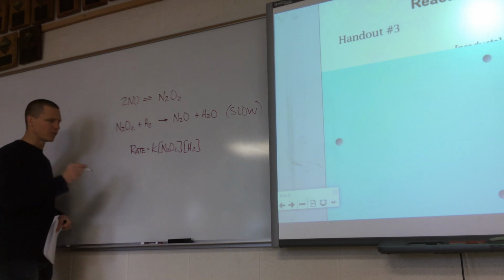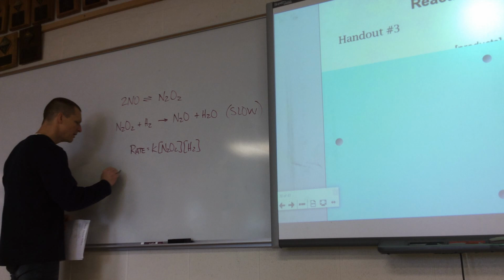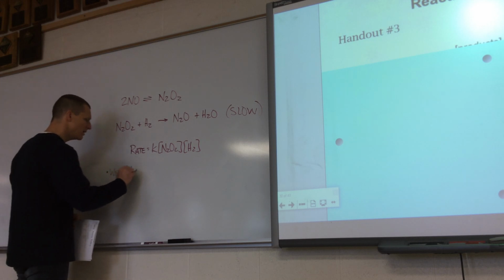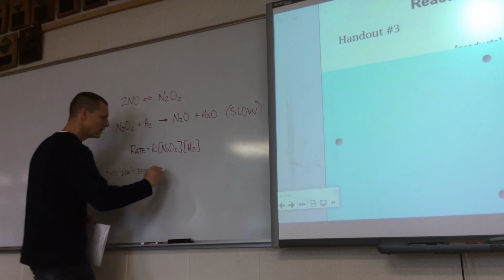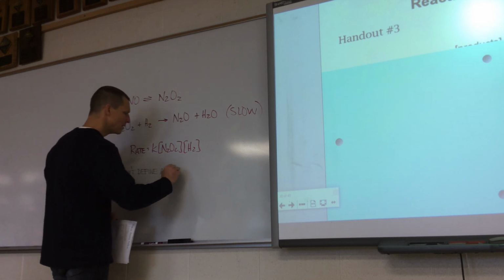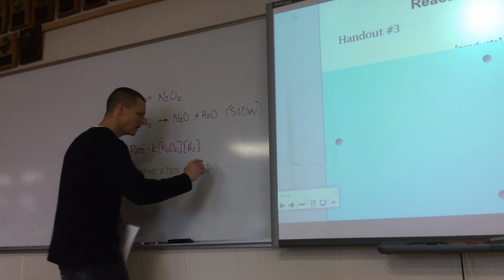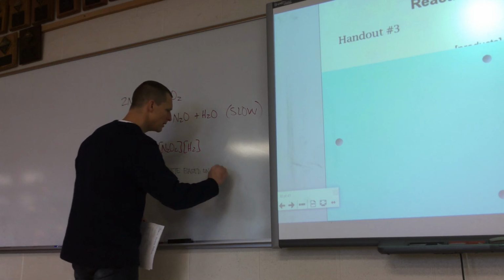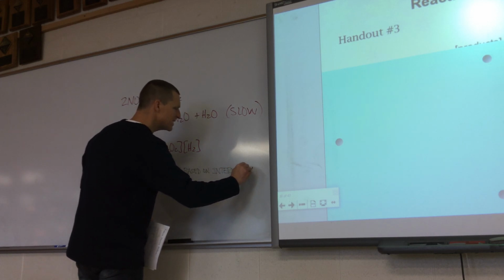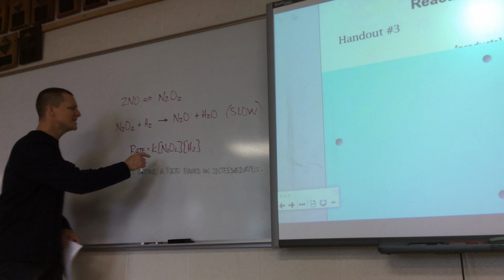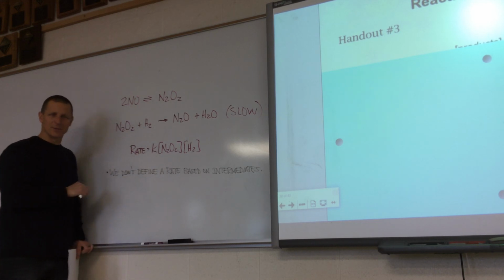I got 2 bullet points for you that I want you to take note of. Number 1, we don't define a rate based on an intermediate. So we don't define a rate based on intermediates. That means I'm not satisfied with the way this rate is written because it's got an intermediate in it.